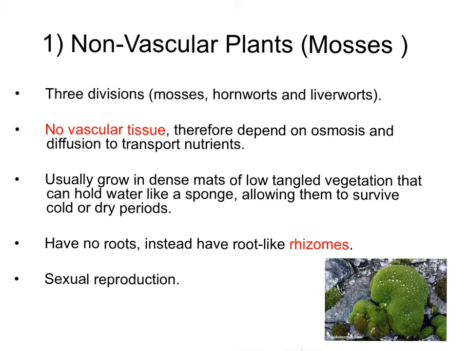Now, these are non-vascular plants, but they also don't have seeds. So they have swimming sperm called antheridia or antheridium. And because these sperm swim, well, they need to live in areas that are very wet.